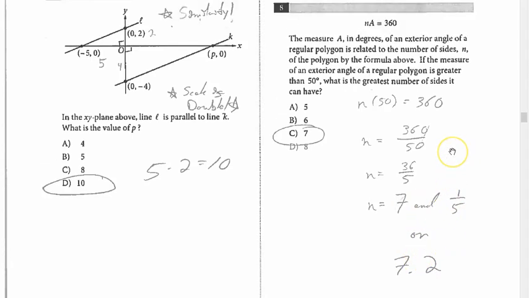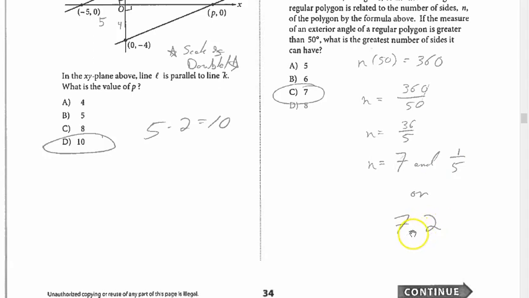And it's saying the greatest number of sides. So I can't round up here, because you can't make 8 from 7.2 or 7 1/5. I'm not quite there. So that tells me my greatest number of sides would be 7.